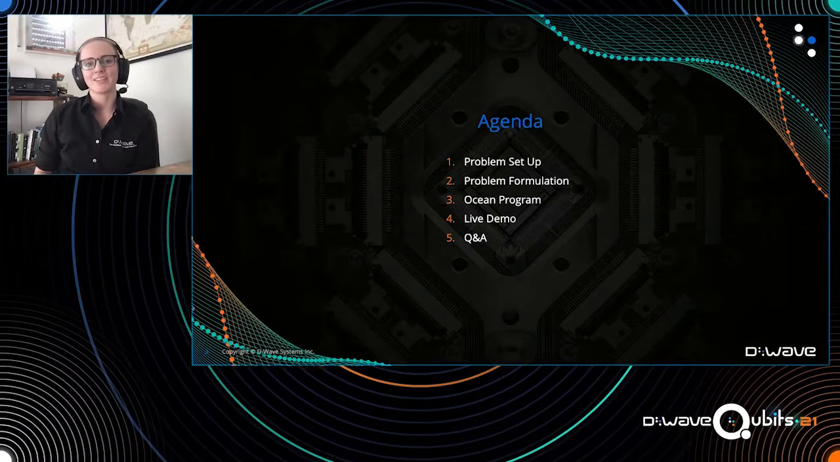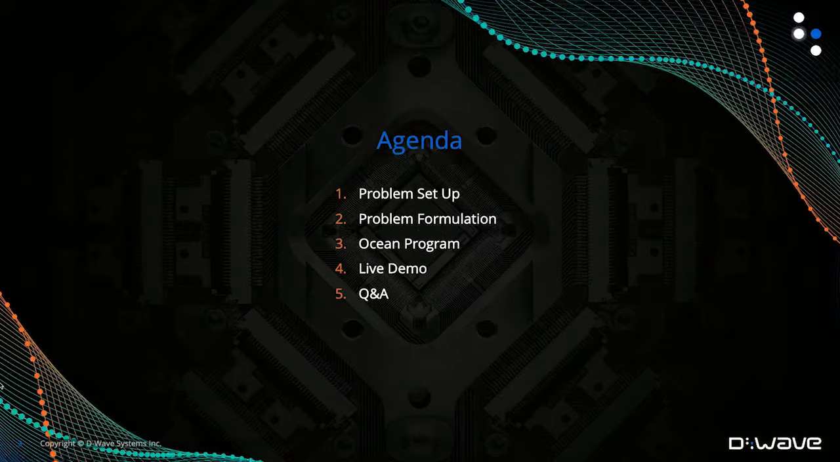For our agenda today, we're going to start just by diving right into a real world problem. We'll look at what is a basic problem that we want to solve. How can we formulate that as a binary quadratic model? What does an Ocean program look like to solve this problem? And then we'll run it live and wrap up with some Q&A at the end.